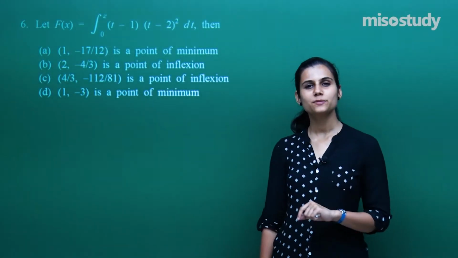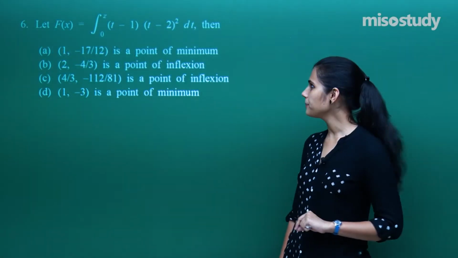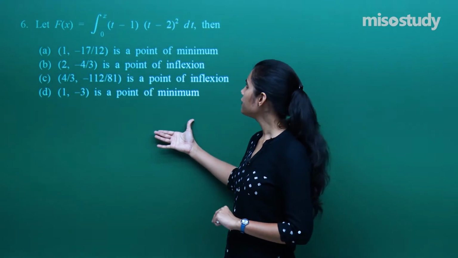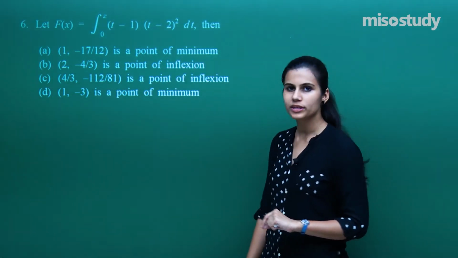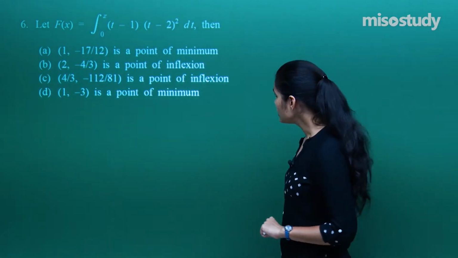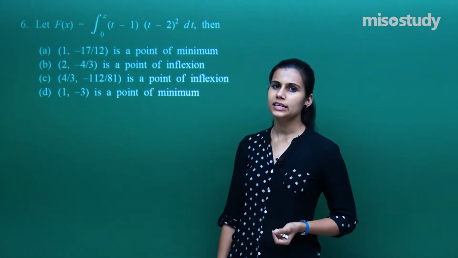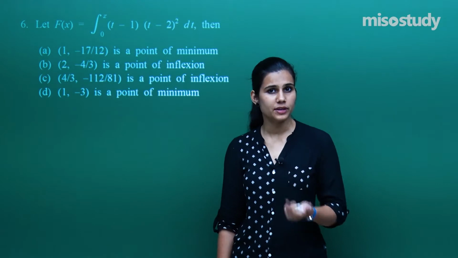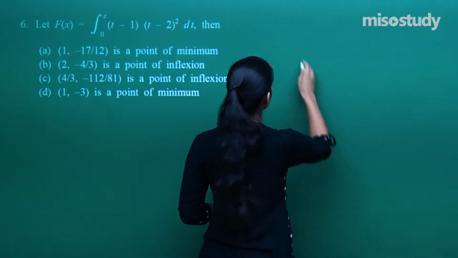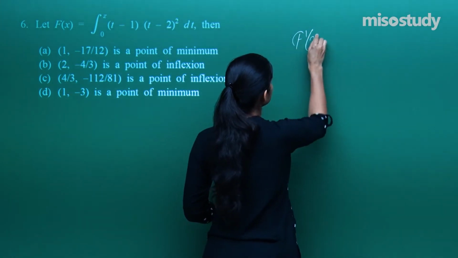Okay guys, so now let's move on to the definite integral section of this chapter. Here we have this question wherein f(x) is given to us, then which among the following is true is the question. So the question is concerning the point of minima, point of inflection. All these things basically require the knowledge of f dash x, f double dash x. So let's begin with the computation of f dash x.